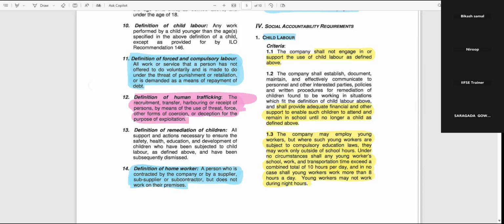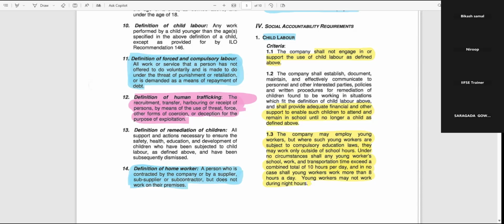They have to go to school. After school hours they can work, like we do a part-time job. Their school, work and transportation should not exceed 10 hours, and in no case shall a young worker work more than 8 hours a day. One is school plus transport plus the work together should not exceed 10 hours, and also they should not be allowed to work more than 8 hours. 8 hours से ज़्यादा काम करना है, अभी उनका स्कूल और जो आने जाने का टाइम फिर एक काम का, ये तीनों मिला के 10 hours से ज़्यादा नहीं होना चाहिए.